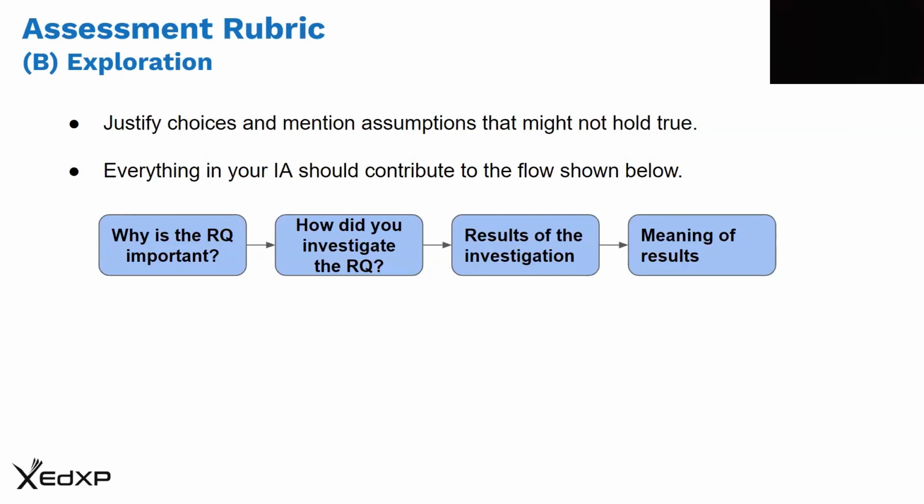Whenever you're writing a part of the IA, ask yourself, does this part contribute to the flow? If a particular sentence or a particular paragraph does not contribute to this flow, get rid of it. It will make your IA much more concise.